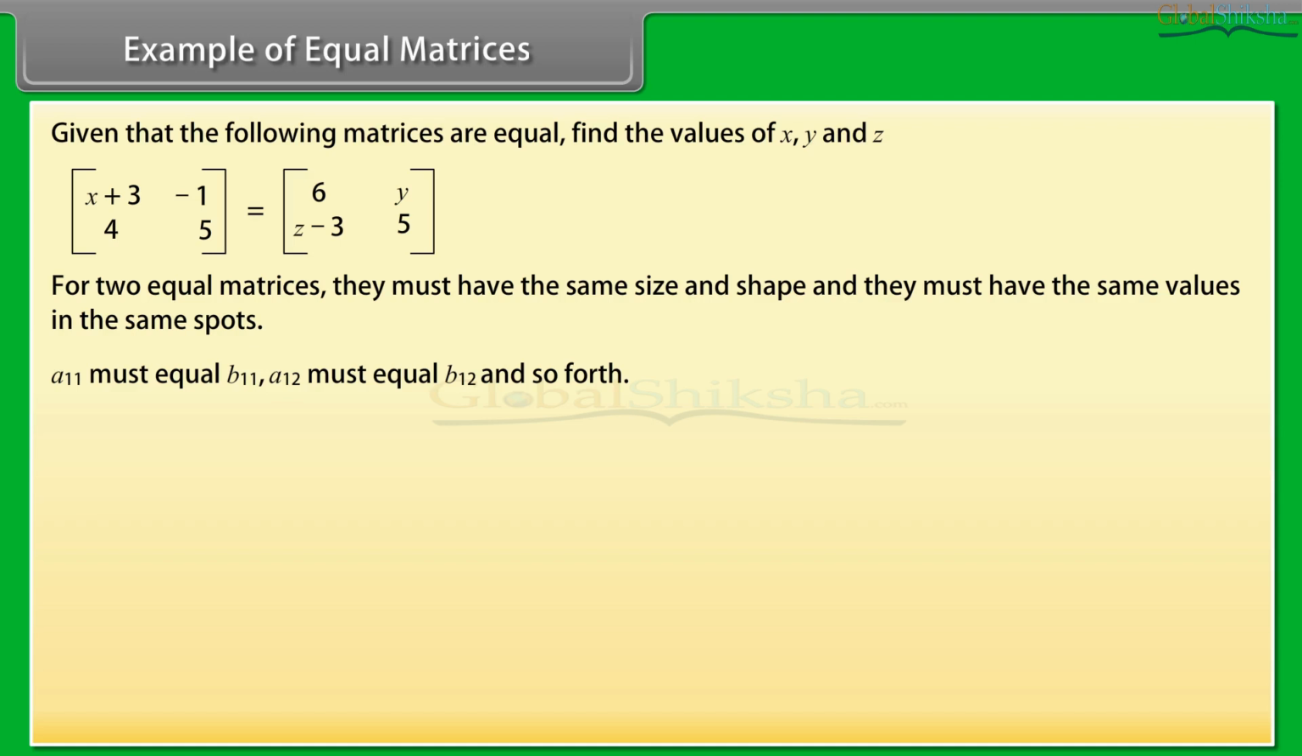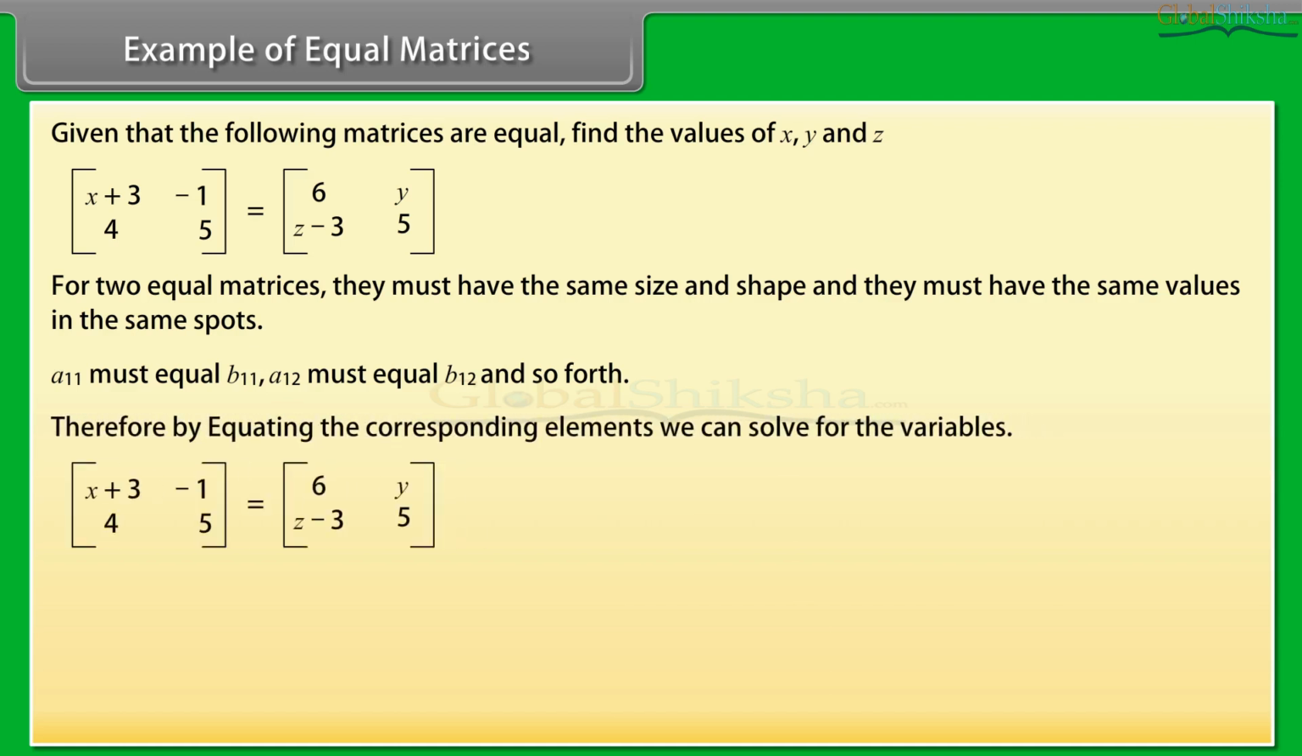Therefore, by equating the corresponding elements, we can solve for the variables. x plus 3 is equal to 6, x is equal to 3, y is equal to minus 1, z minus 3 is equal to 4, z is equal to 7. Addition of matrices.